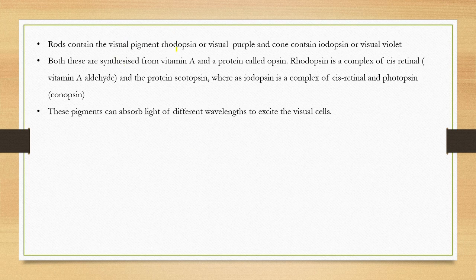Rod cells contain a visual pigment called rhodopsin or visual purple, and cones contain iodopsin or visual violet. Both are synthesized from vitamin A, so vitamin A is very necessary for the synthesis of rhodopsin. And there is another protein called opsin. So opsin and vitamin A are required for the synthesis of rhodopsin.